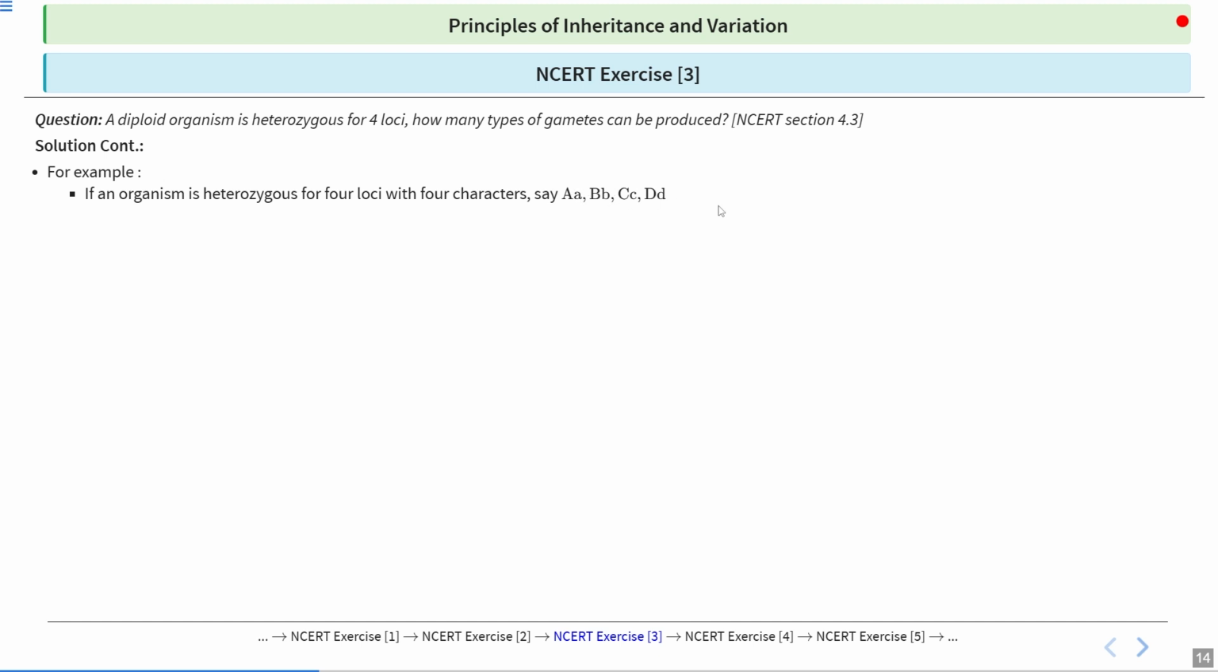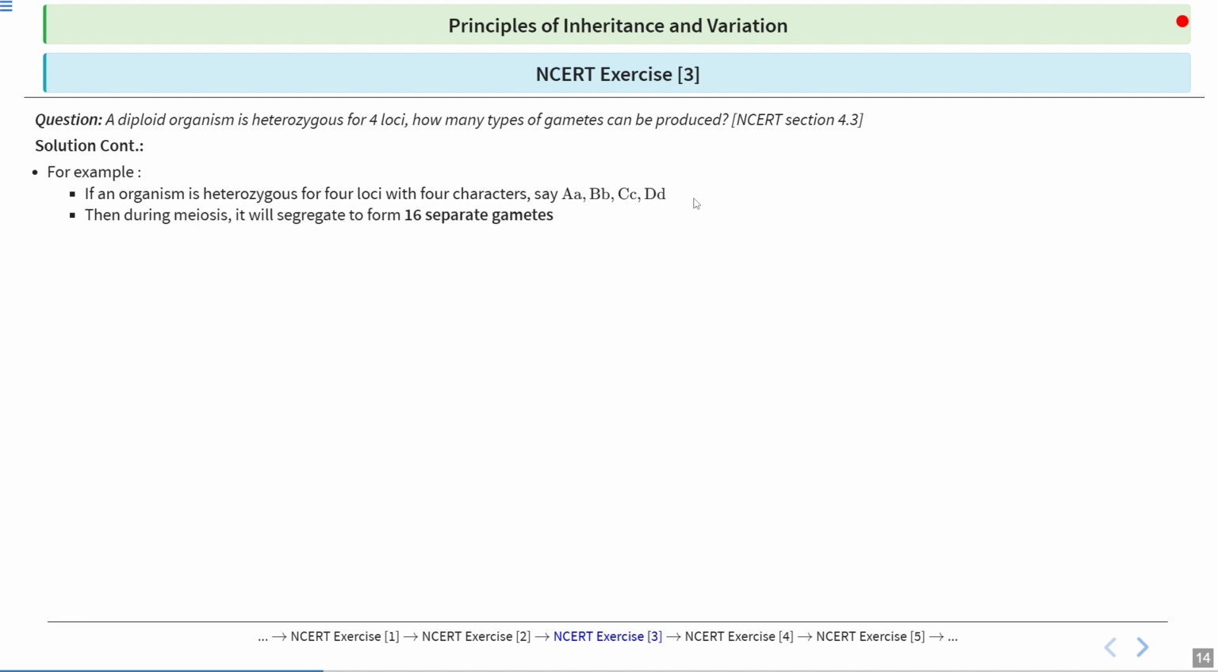Okay, and they are heterozygous, so we will write capital A and small a, capital B and small b, capital C small c, and capital D small d. If in the question they were asking homozygous for 4 loci, then we will write capital A, capital A, capital B, capital B, capital C, capital C, and capital D, capital D. So this is how you represent an organism which is heterozygous for 4 loci with 4 characters. If they were saying 5 loci with 5 characters, then you can add capital E and small e here.